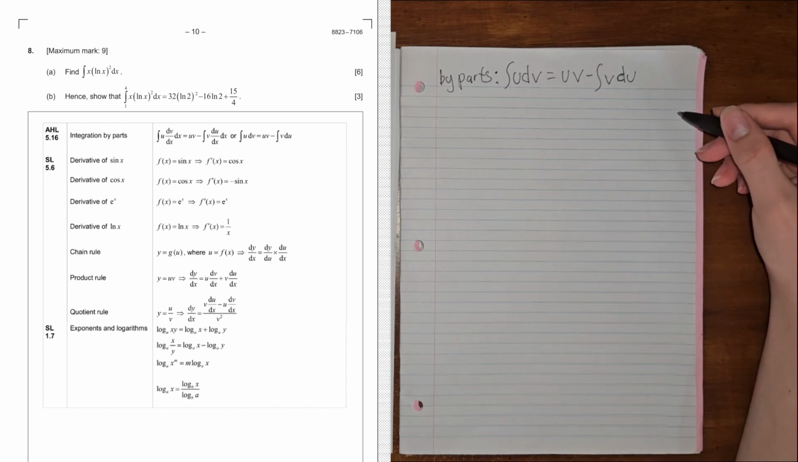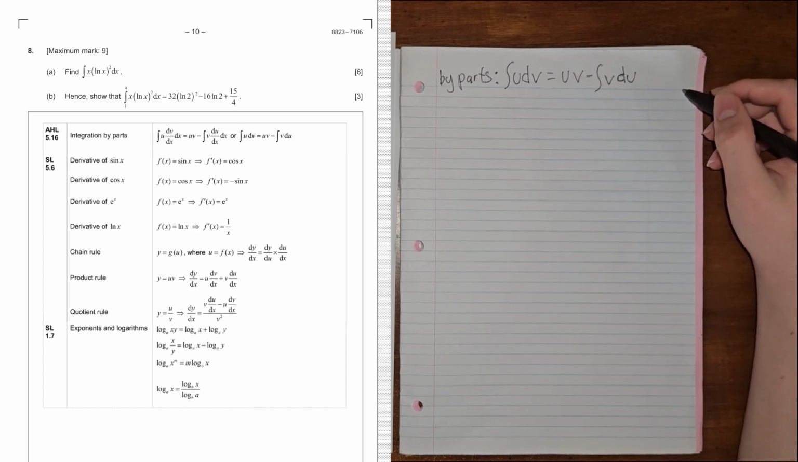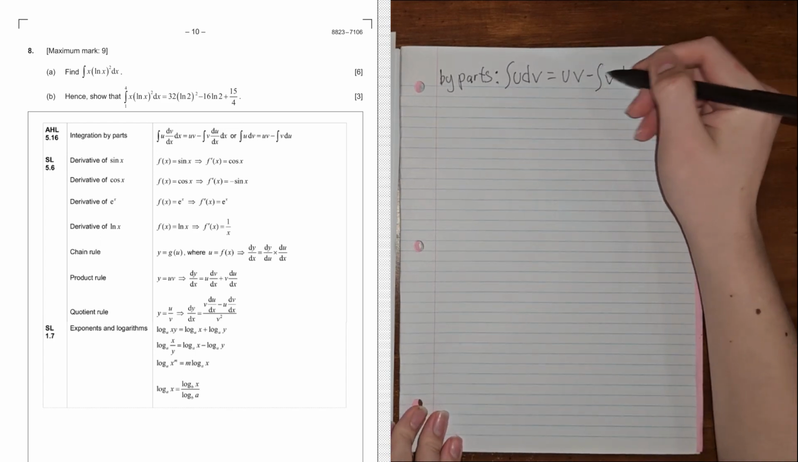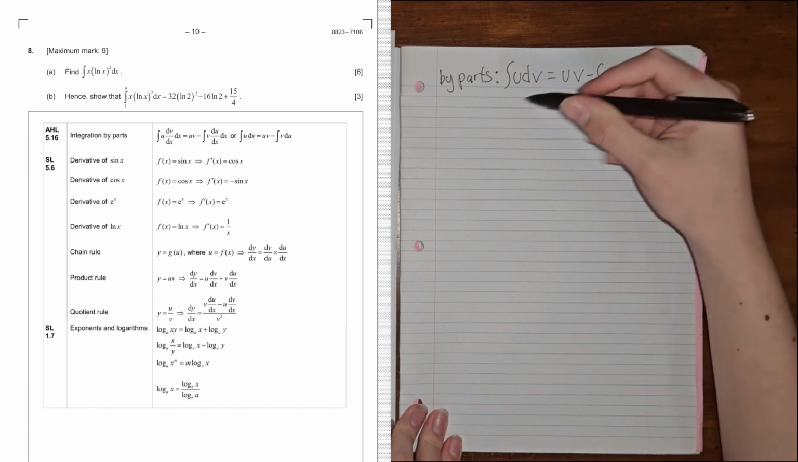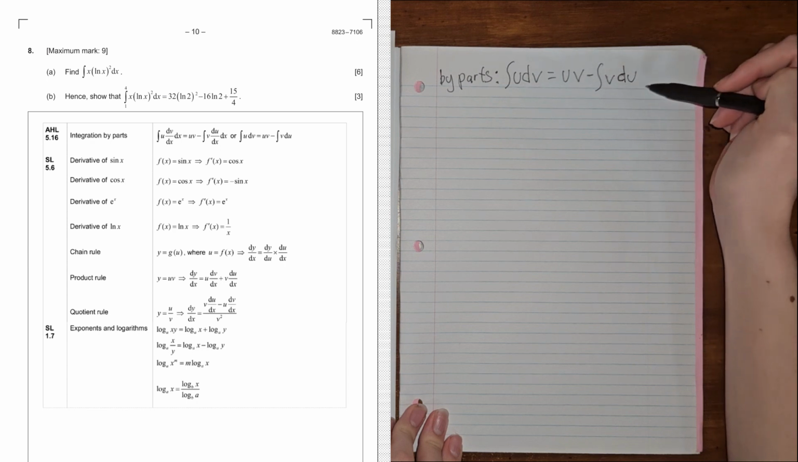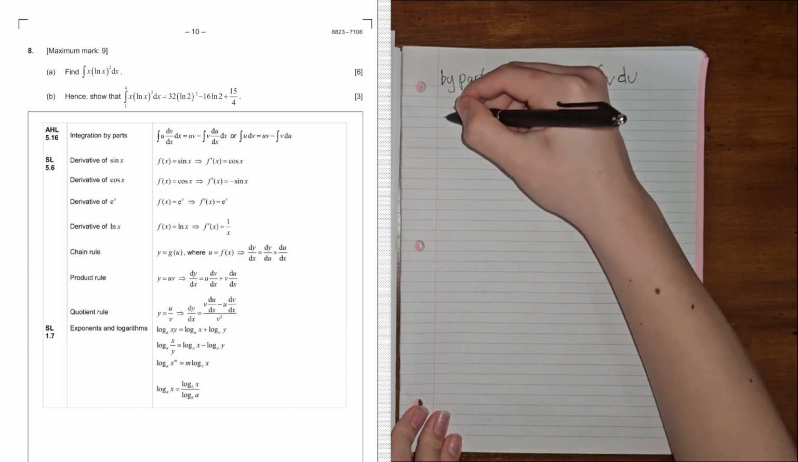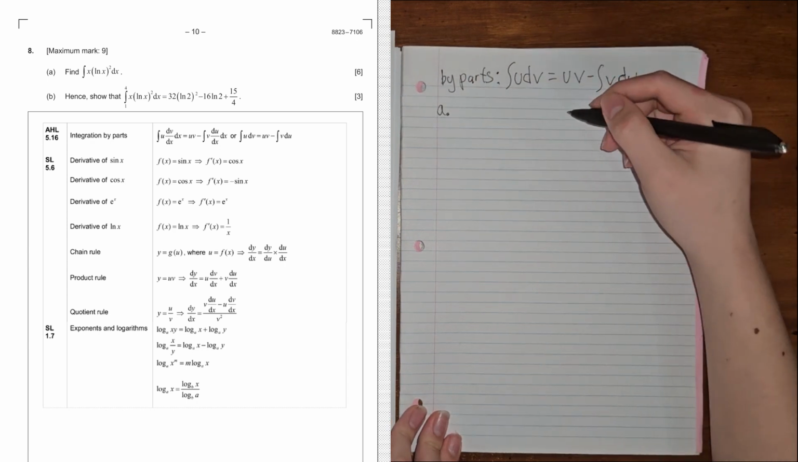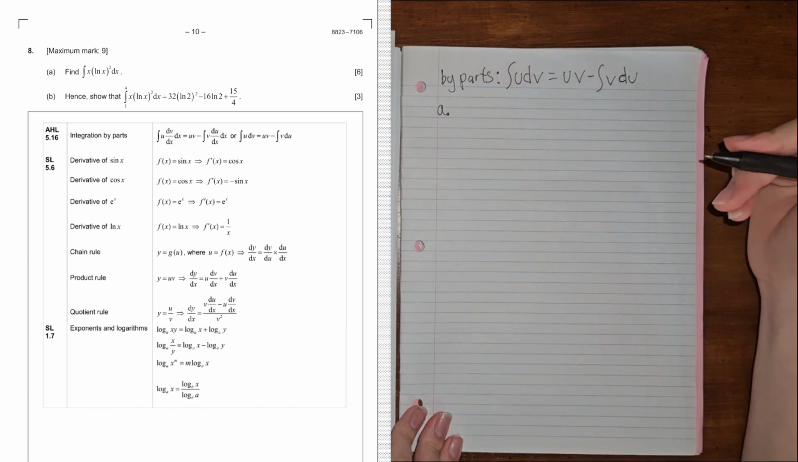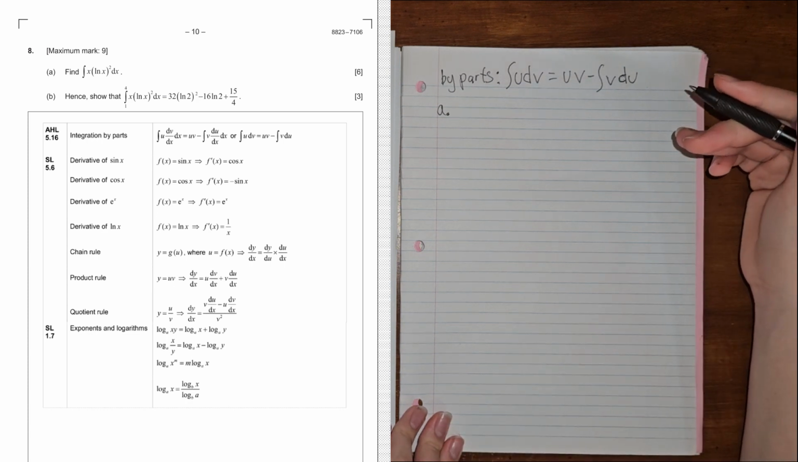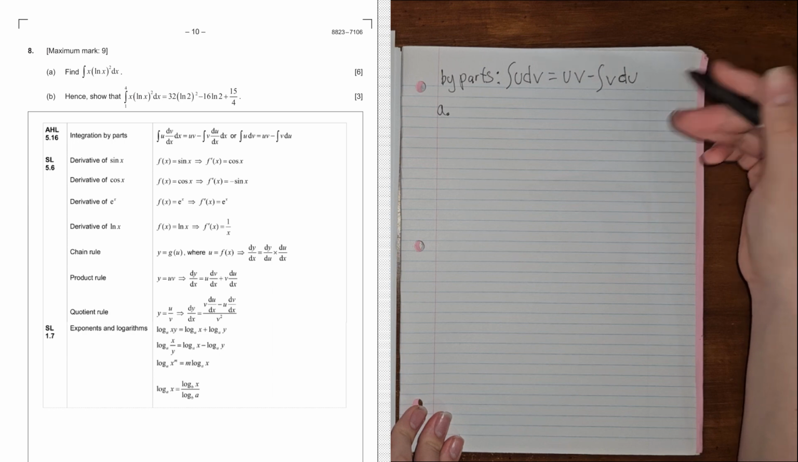Question 8. Find the integral of x ln x squared dx. So the first thing we're going to need to know is we're going to need to use the integration by parts formula. So for the integral of this, we basically want to have the term that in general is more complex and that will differentiate into an easier term.